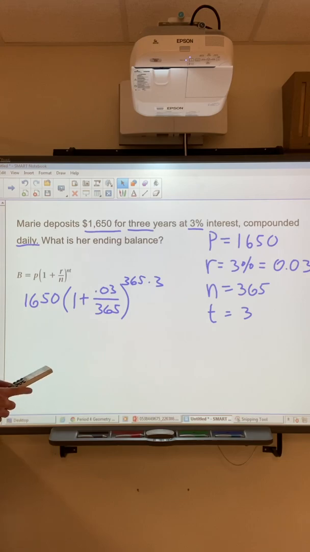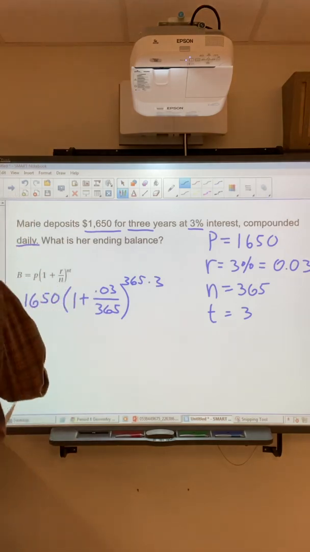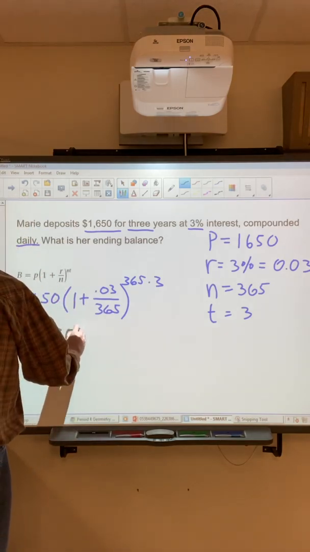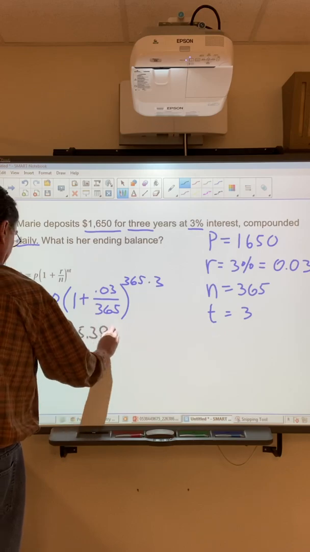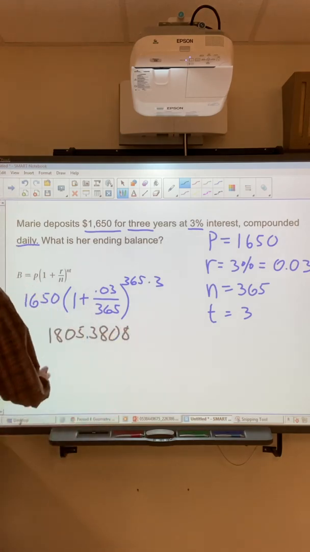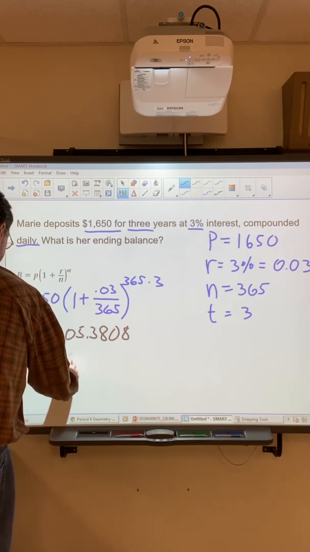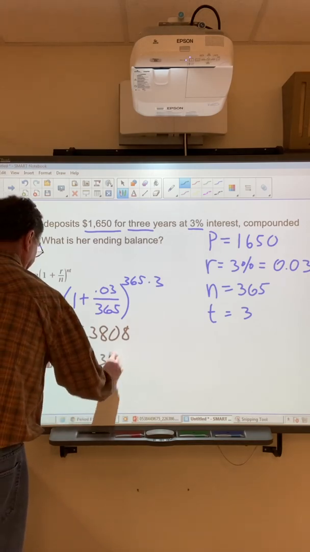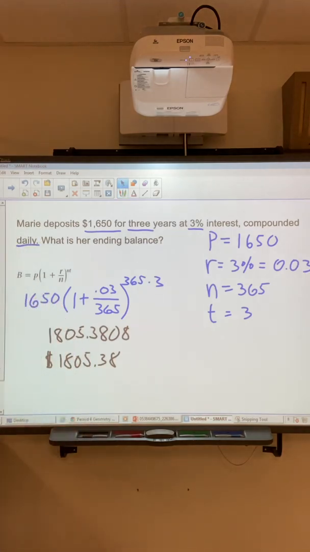Parentheses 1 plus 0.03 divided by 365, there we go, raised to an exponent of 365 times 3, and we get an answer this time of 1,805.38. And remember, in this class, everything is money. $1,805.38.